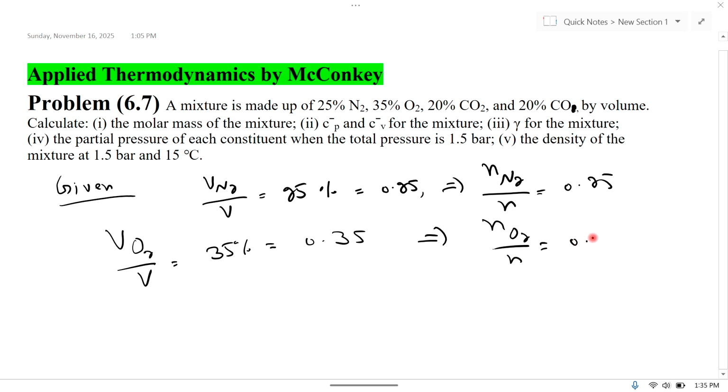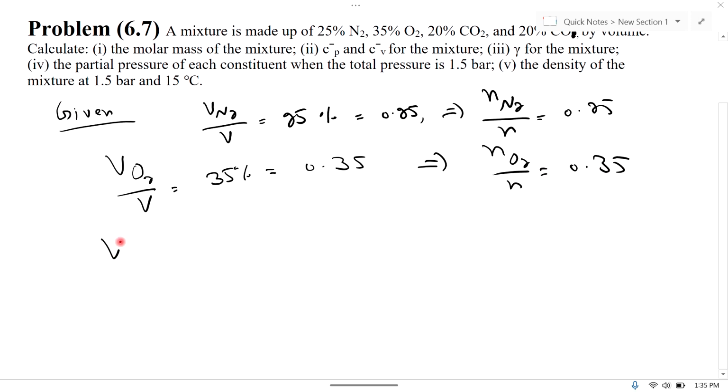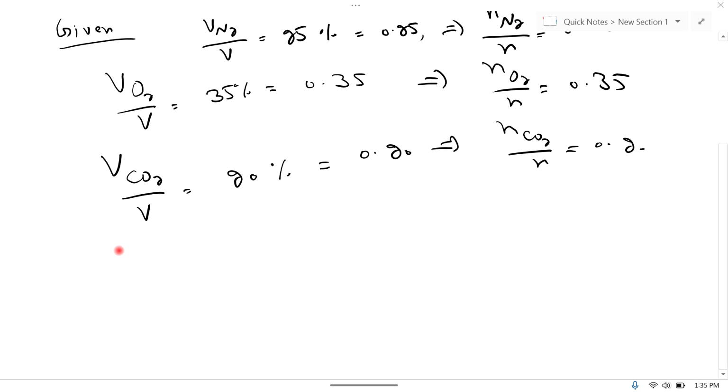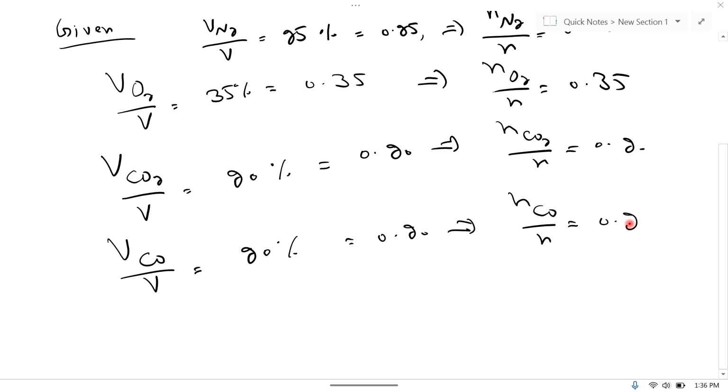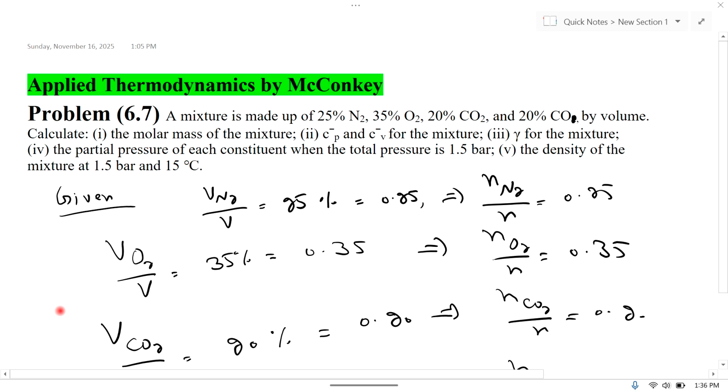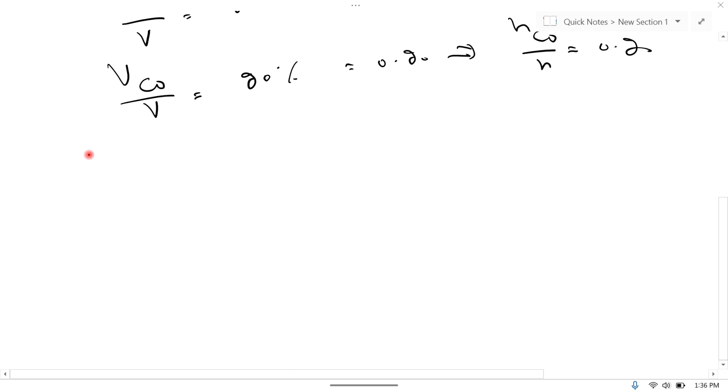is equal to 0.35. Similarly, volume fraction of CO2 is equal to 20%. 20 divided by 100 is equal to 0.20. So we can write volume fraction as mole fraction, which is equal to 0.20. Similarly, volume fraction of carbon monoxide is equal to 20%. 20% means 0.20. So this implies that mole fraction of CO, we can write volume fraction as mole fraction. Both are equal.